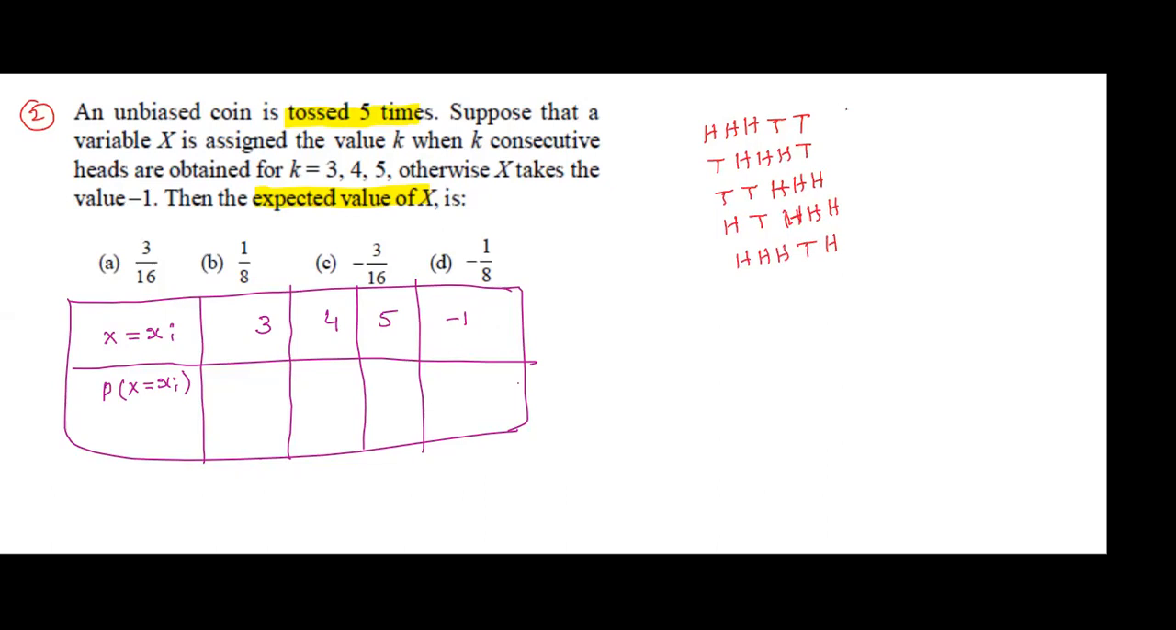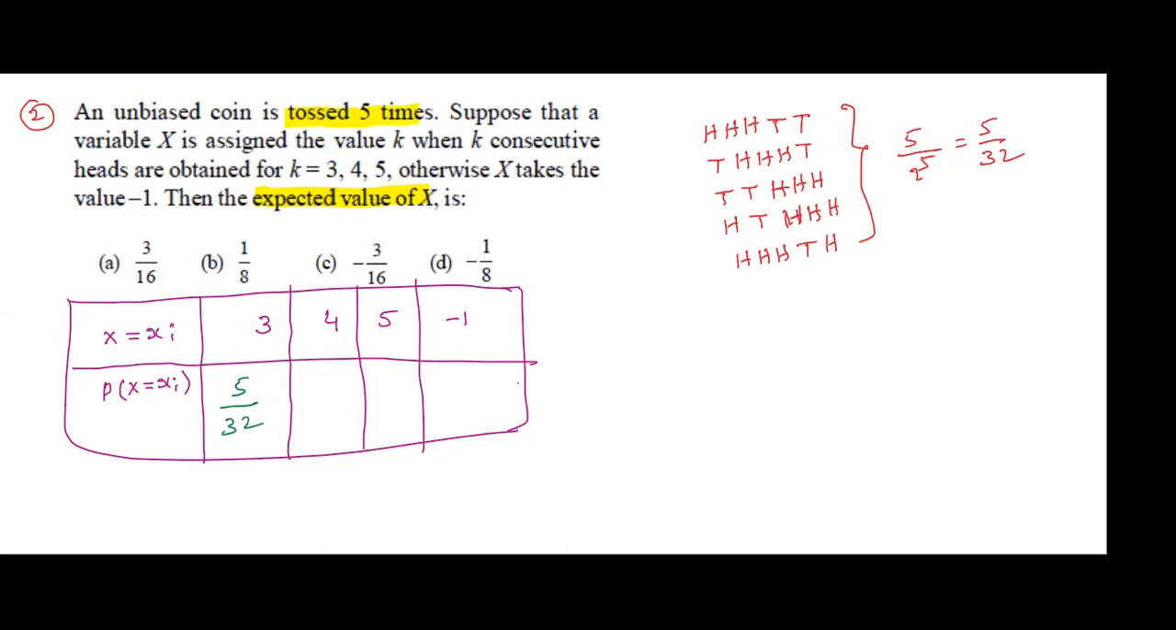Okay, in total, how many chances are possible? 5 chances. How many coins tossed? 5 coins, that is 2 power 5, which is 32. So here probability is 5 by 32.